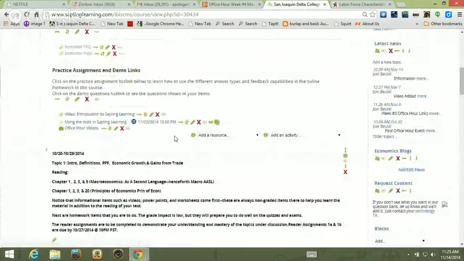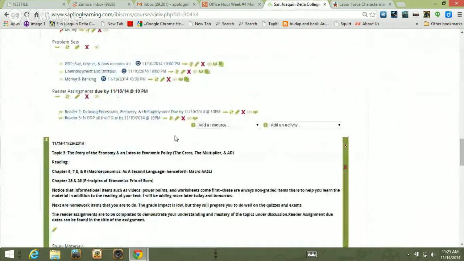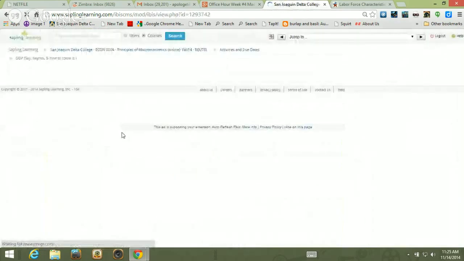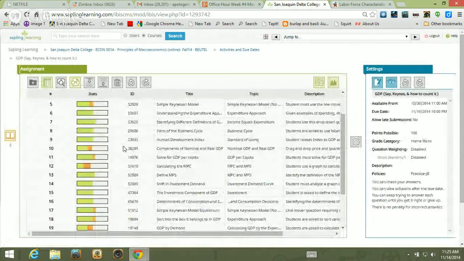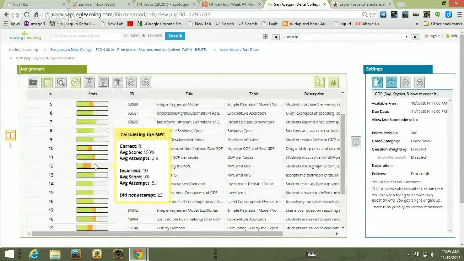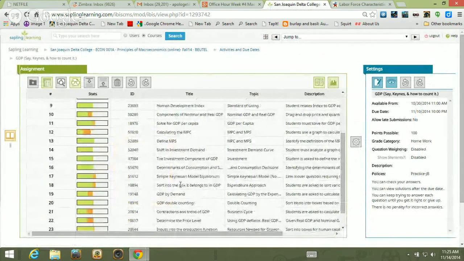Then if we go over here, we can look at the other two problem sets, and I think those were more or less addressed last week. But let's take a quick look and see. Yeah, so we calculate the marginal propensity to consume. We can look at that one real quick.